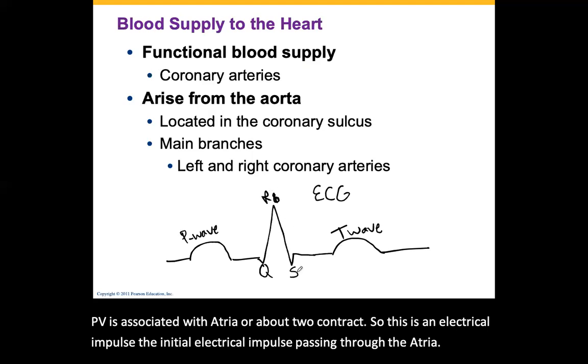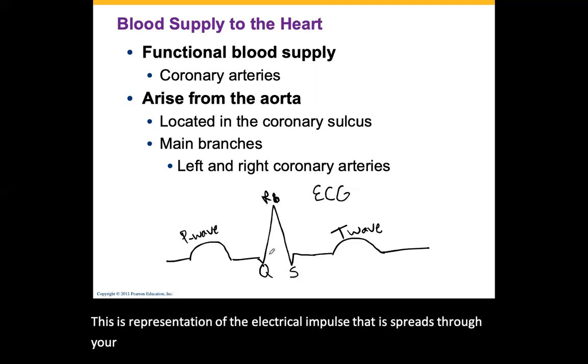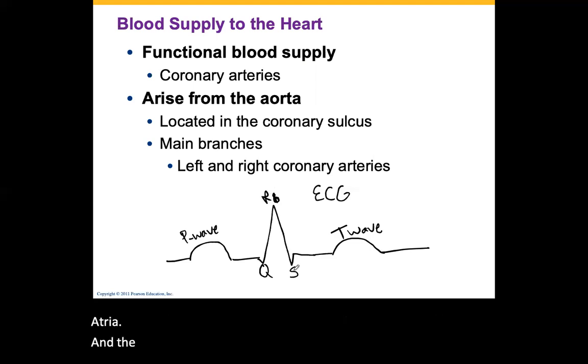The QRS is the representation of the electrical impulse that spreads through the myocardium of the ventricles. Notice it's much larger than the P wave because the ventricles are larger and they have a more advanced network of non-contractile cells to create electrical impulses. And the last wave is called the T wave, associated with the ventricles about to relax.